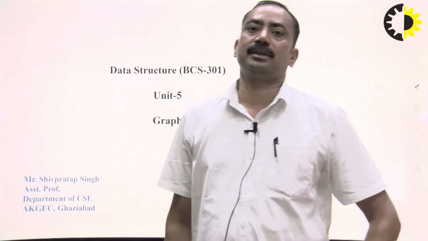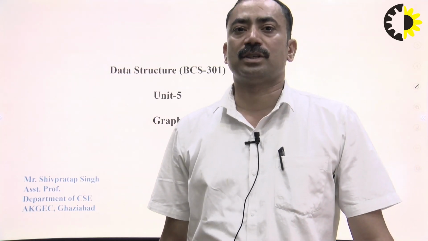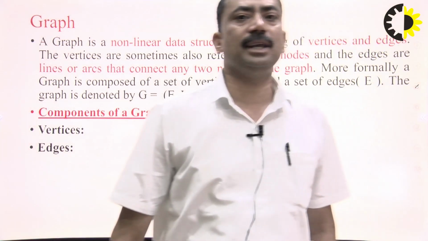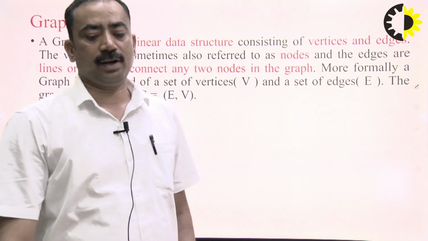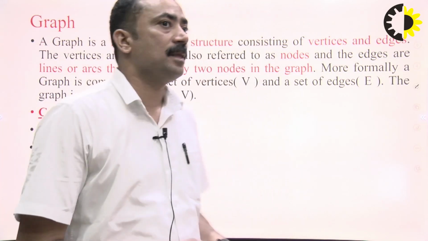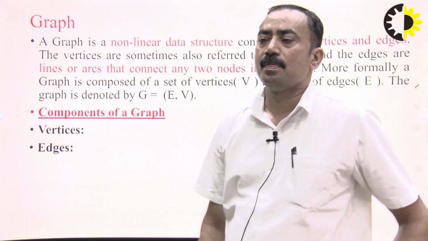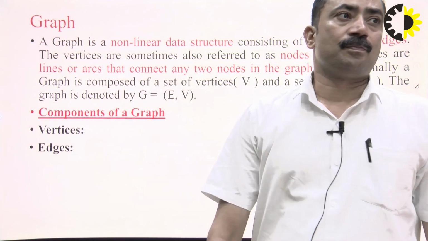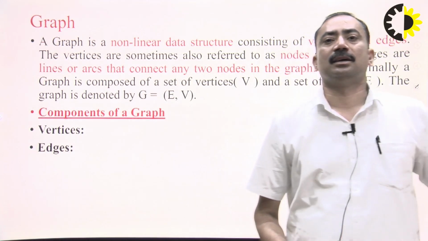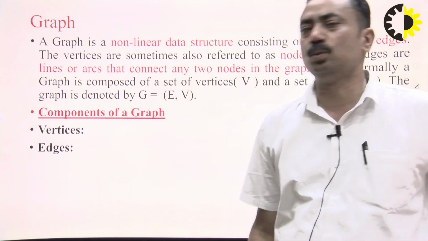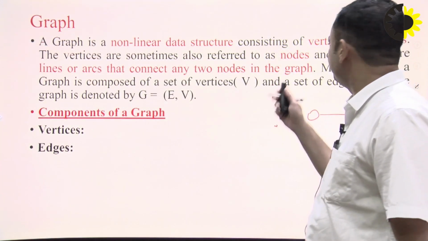Today, the topic of discussion in data structures is graph, a non-linear data structure. So, we will discuss the core concepts or basics of graph. What is a graph? A graph is a non-linear data structure consisting of vertices and edges. The vertices are sometimes also referred to as nodes, and the edges are lines or arcs that connect any two nodes in the graph.